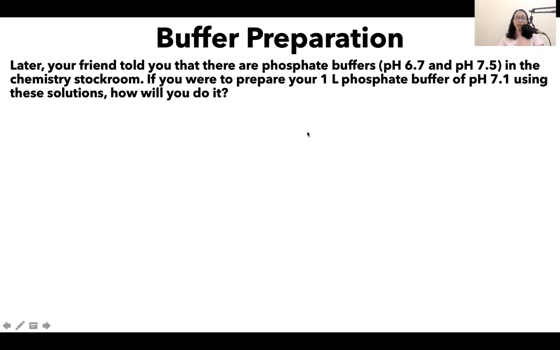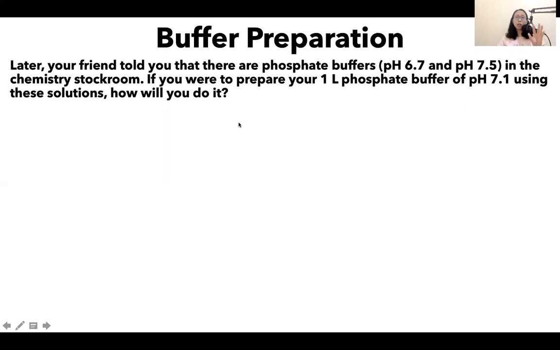In this problem, your friend told you that there are phosphate buffers in the stock room. So you have phosphate buffer with pH 6.7 and pH 7.5. If you were to prepare your 1 liter phosphate buffer of pH 7.1 using these solutions, how will you do it? In this case, we're not using the Henderson-Hasselbalch equation because we already have buffers.